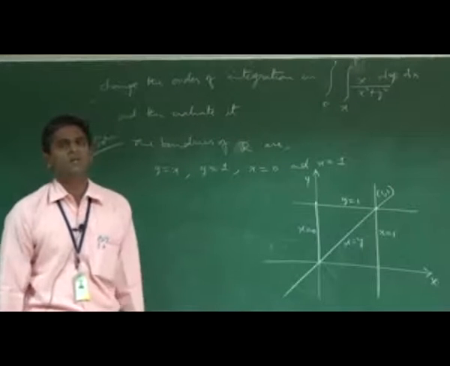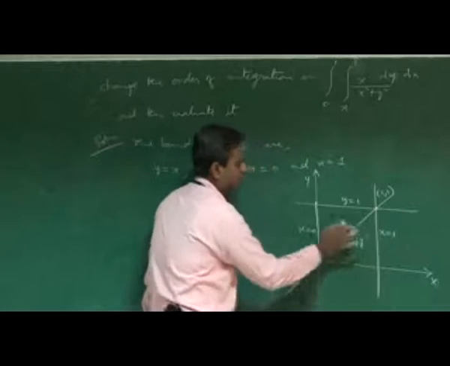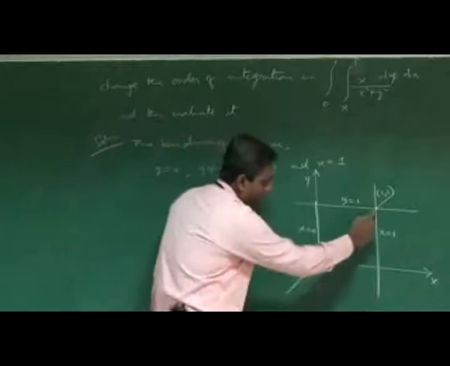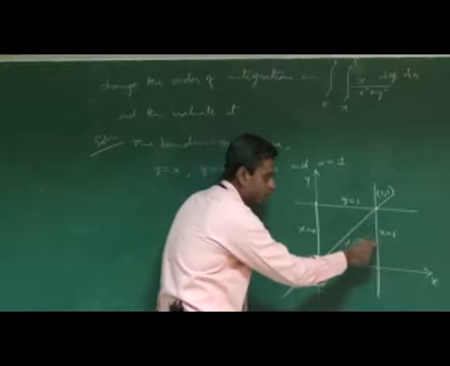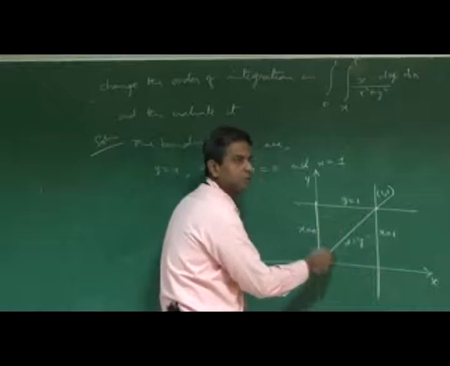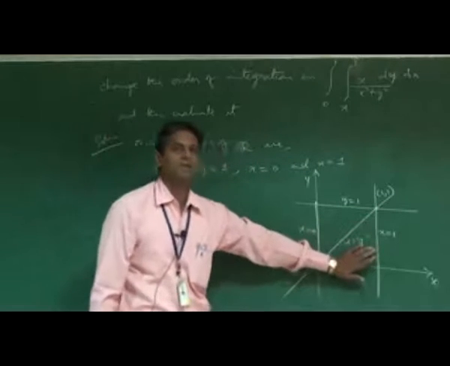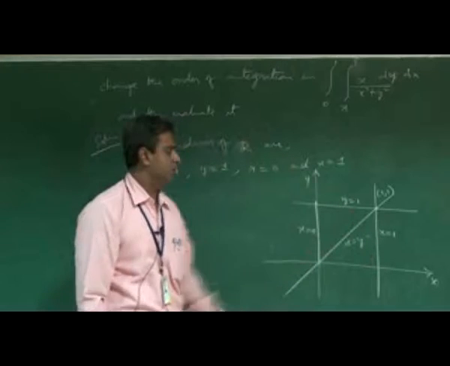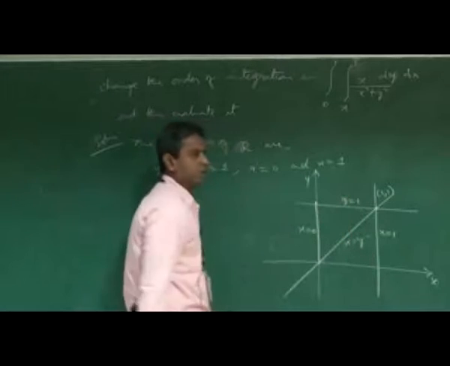So in this case, which is the bounded region: the lower triangular region or the upper triangular region? In the lower triangular region, the line x equal to y is there and x equal to 1 is there, but y equal to 0 on the x axis is not a boundary of the given region. So the lower triangular region is not the bounded region for the given problem. So you take the upper triangular region, because x equal to 0 is given, y equal to 1 is given and x equal to y is given.